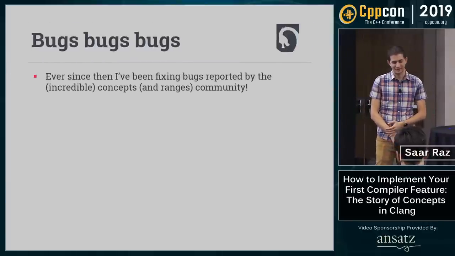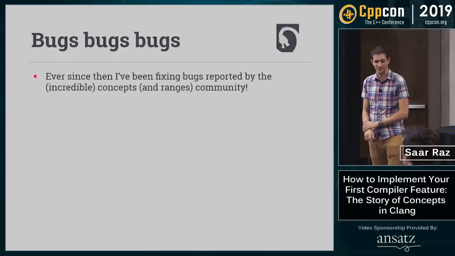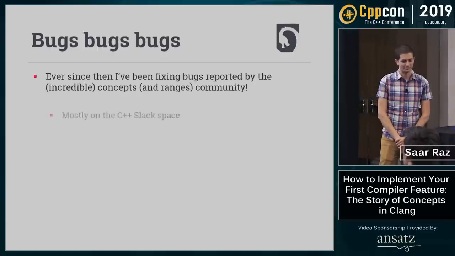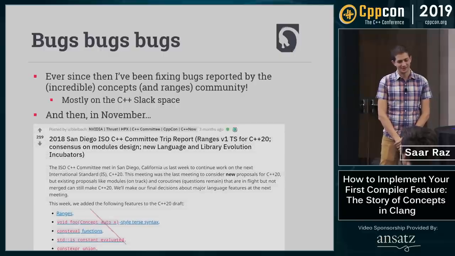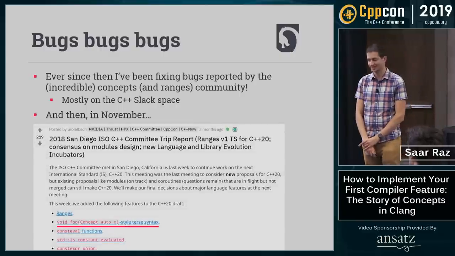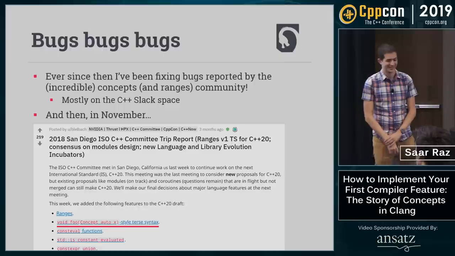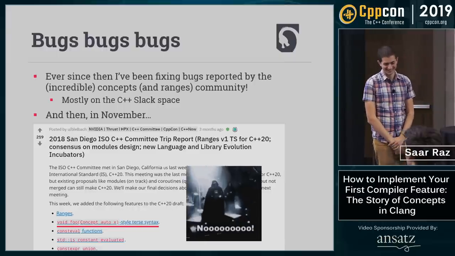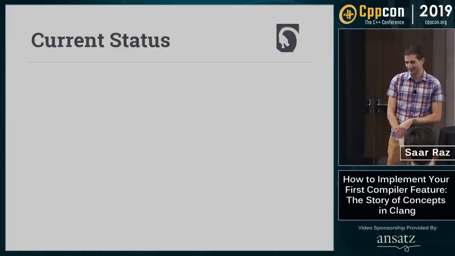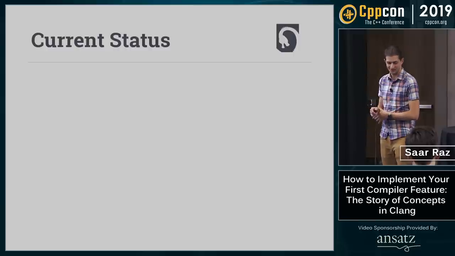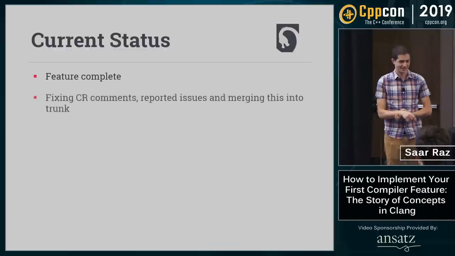Ever since, I've been fixing a bunch of bugs that people in the concepts and ranges community reported on CPP Slack. But then in November, I saw this Reddit post that they merged a new syntax into the concept working draft. Yay. Yeah, so it wasn't feature complete anymore. Actually, I finished this feature just recently. Now I am feature complete according to the standard. Thank you.